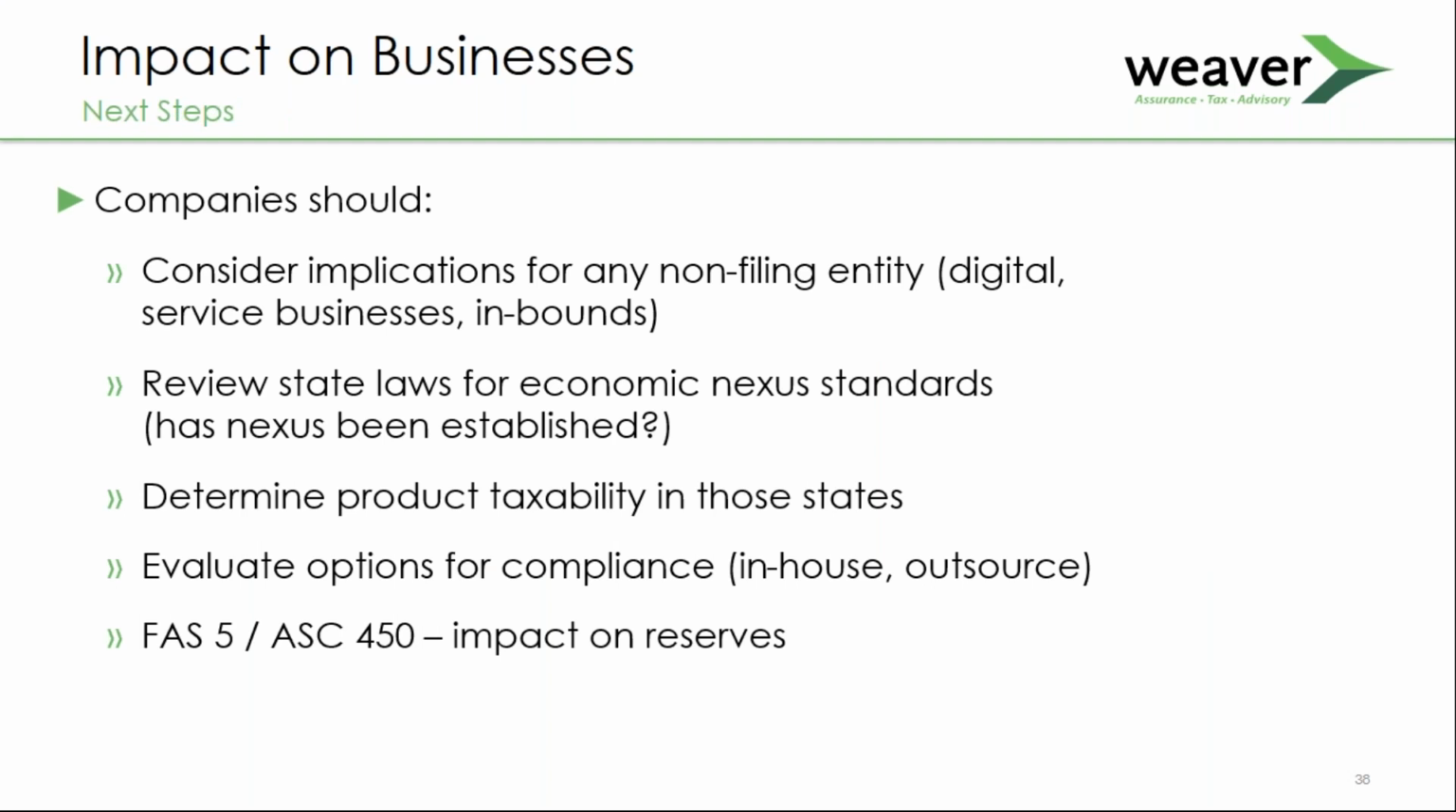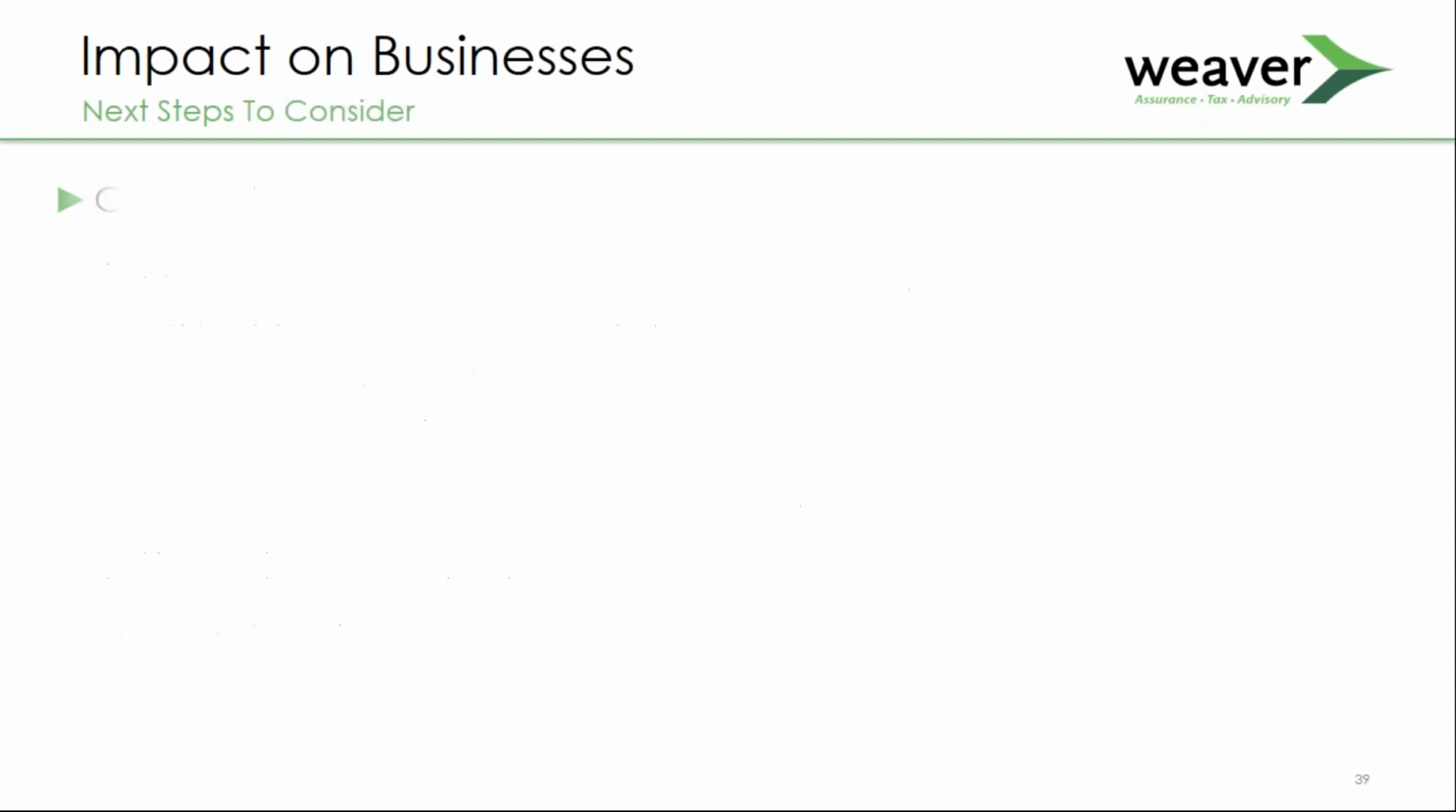Companies, here's a couple things companies should consider. Implications for non-filing entities like digital service businesses or inbounds. Review state laws for economic nexus standards. Has nexus been established? When nexus has been established, determine your product taxability for those states. Evaluate options for compliance, like I said, and then the FAS 5, ASC 450 impact on reserves. Just really basically analyze and assess your legal standing in these various states.